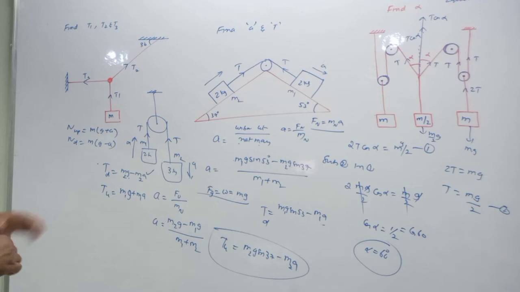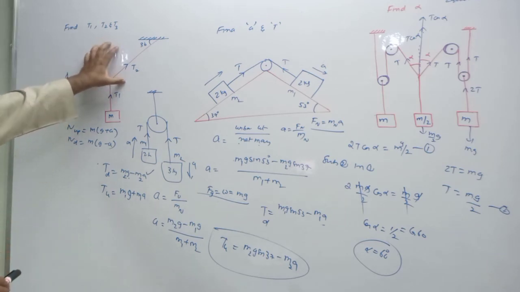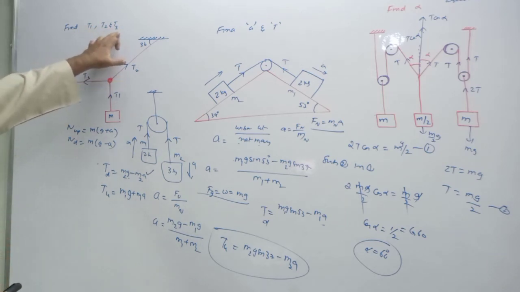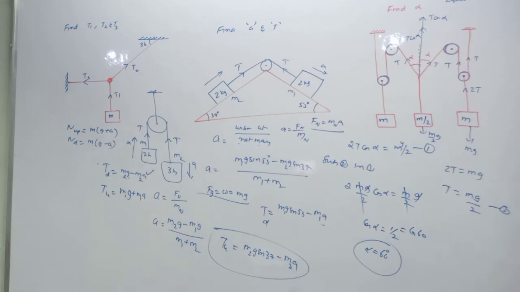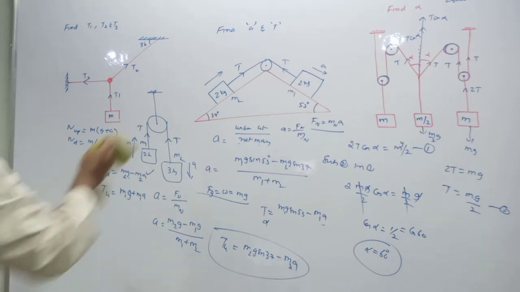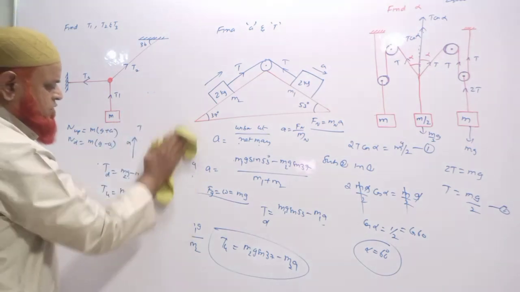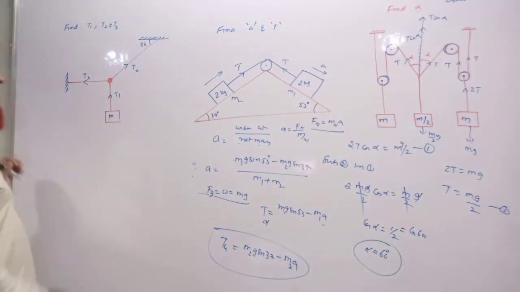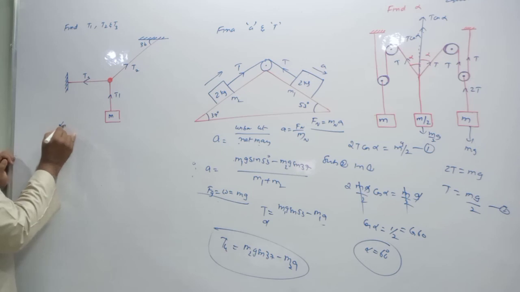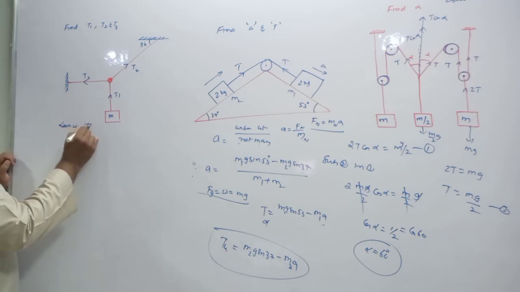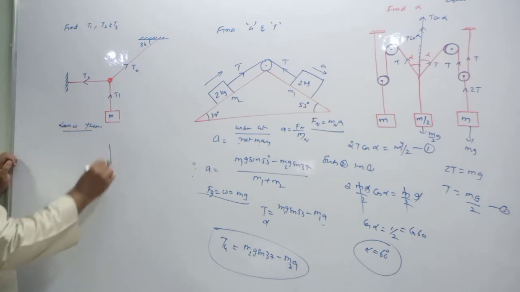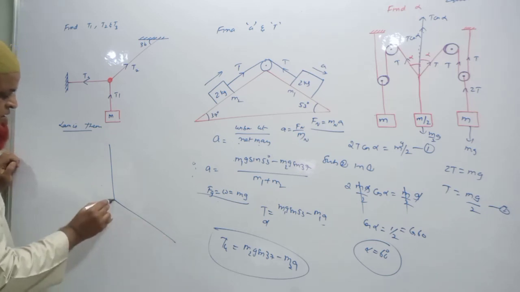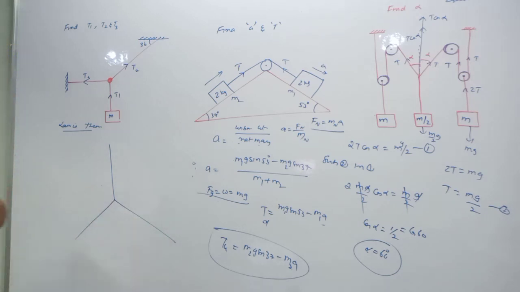Now, here you have to find out tensions T1, T2 and T3. This can be found by using Lami's theorem. Okay, you should know the meaning of Lami's theorem. I'll tell you what Lami's theorem is. So what is Lami's theorem? For example, these are the forces here. Let us discuss here.